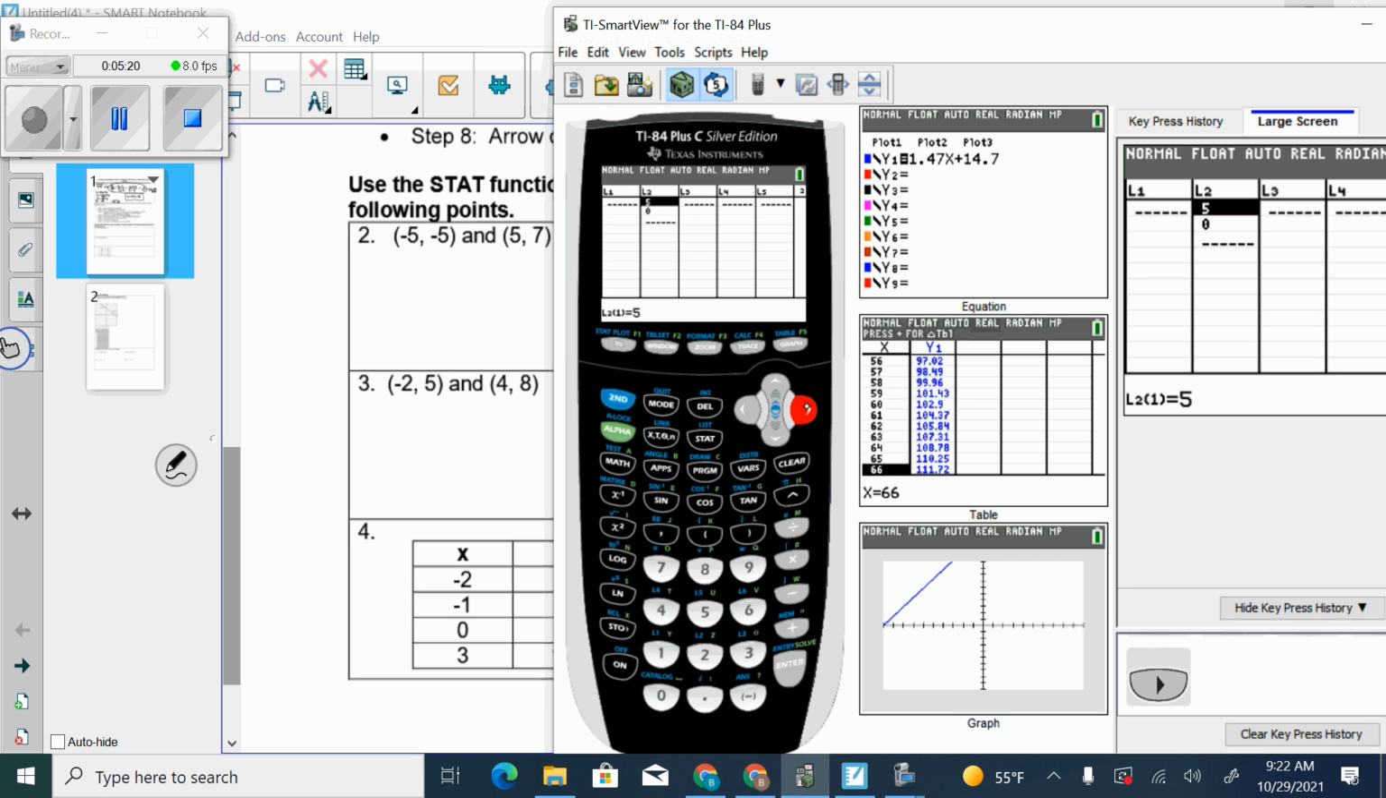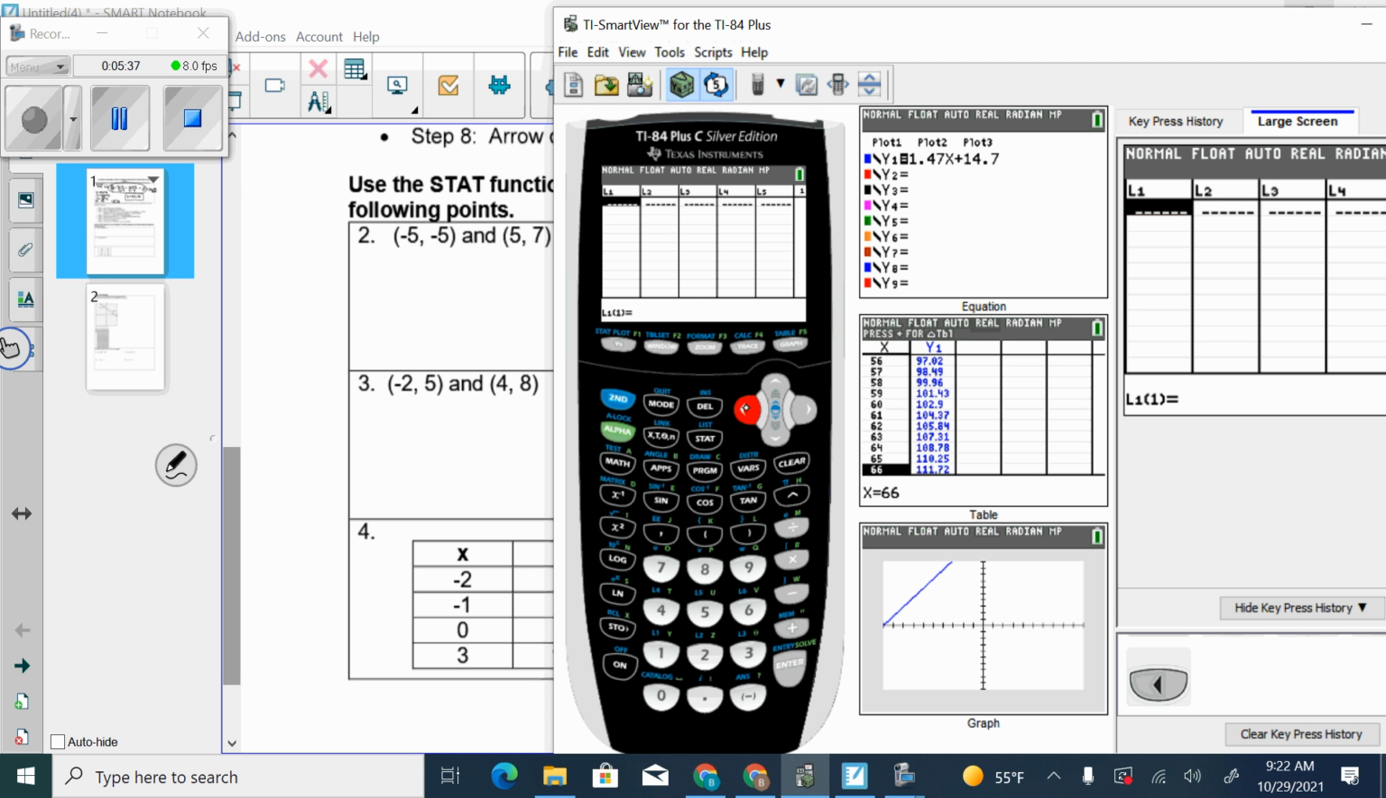Okay, I'm going to do the same thing to list 2. Highlight where it says L2, press clear, enter. All right. So now that we've cleared everything out, we can move on to step 4. And that's where we enter our x's in list 1.